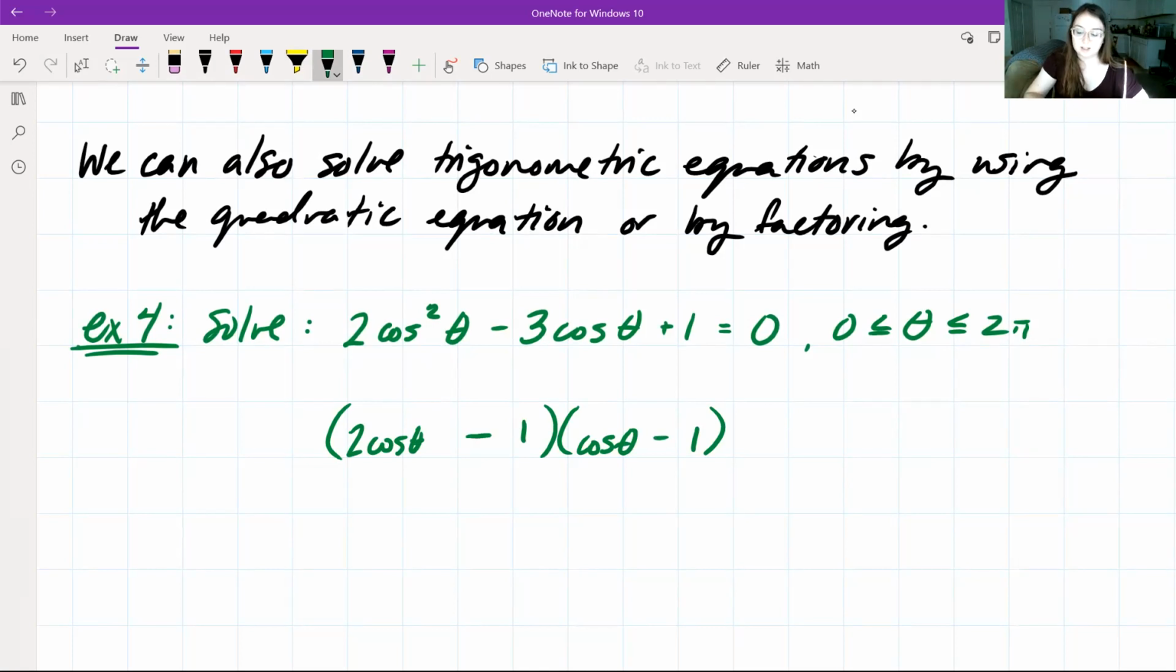This means that when we go ahead and FOIL out our equation, we would end up with 2 cosine of theta times cosine of theta, giving us 2 cosine squared of theta. 2 cosine of theta times negative 1 would be negative 2 cosine of theta. Negative 1 times cosine of theta would be negative cosine of theta. And negative 1 times negative 1 is positive 1. This ends up giving us our original equation, which means that our equation was factorable.